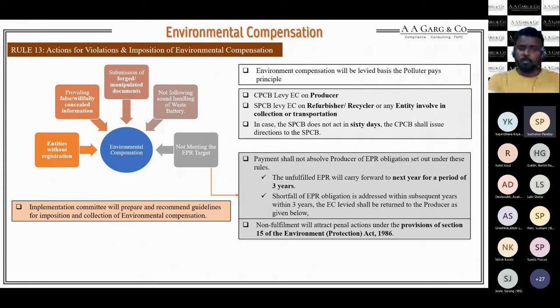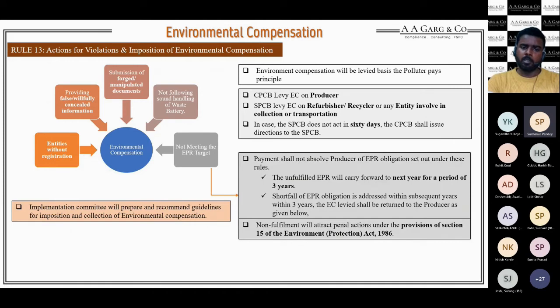You will have the relaxation of 3 years to carry forward this shortfall to fulfill. And if you are able to fulfill that shortfall within the subsequent 3 years, a certain amount of this EC will be refunded to you. If you are able to meet it in 1 year, 75% of your EC will be refunded by the CPCB. If you do the same in 2 years, then 60%, and if you do it in 3 years, then 40%.